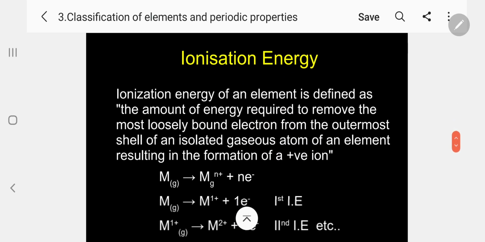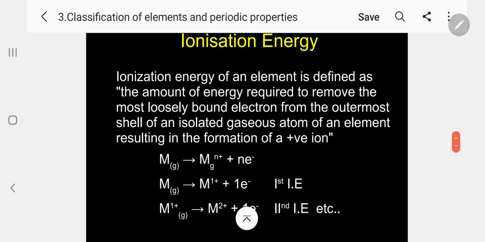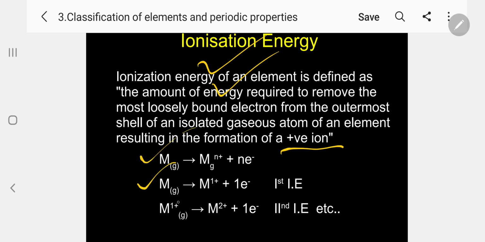So let me explain. What is ionization energy? What are the factors that affect the ionization energy? Ionization energy of an element is defined as the amount of energy required, please follow, required to remove the most loosely bound electron from the outermost shell of an isolated gaseous atom of an element, resulting in the formation of a unipositive ion. Please follow. This is the general representation. This is the specific one: M, gas.